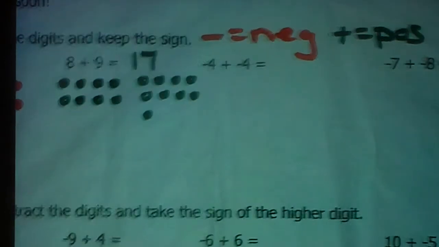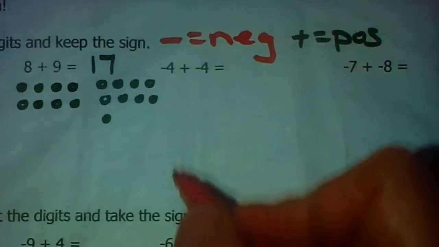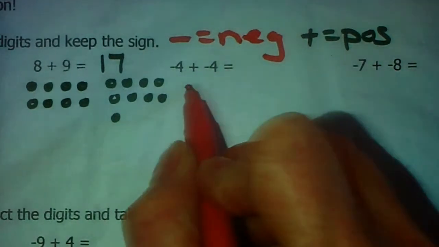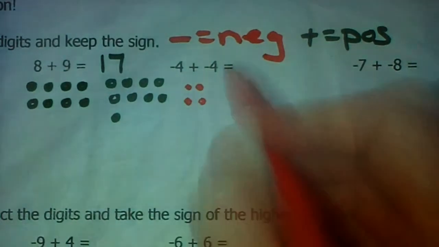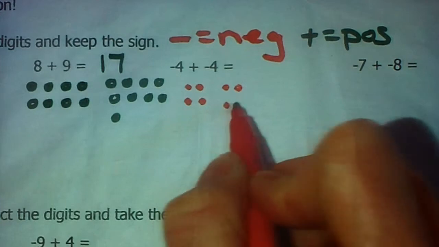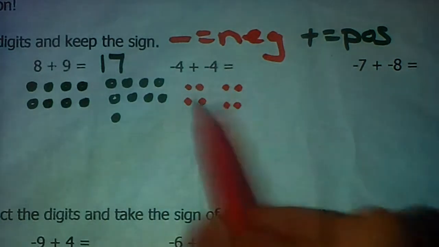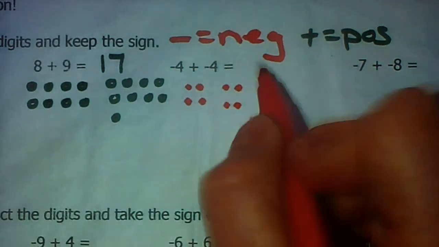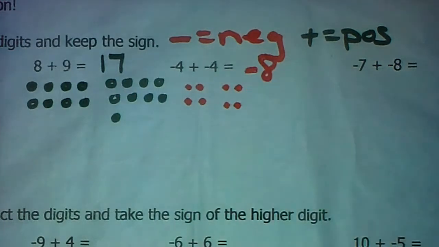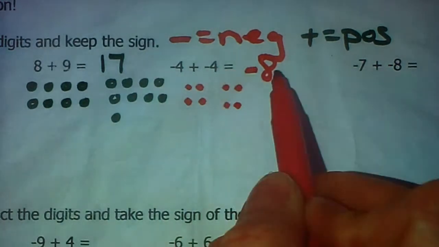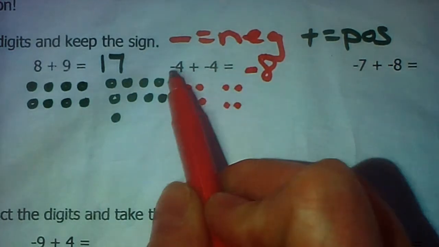All right, our next example, we have -4 plus another -4. I'm going to get my red marker for negative. So I would represent -4 with 4 red dots, another -4 with 4 red dots. All together, we have 8 red dots. That means we have -8. And again, 4 plus 4 is 8. The answer is negative because the signs are both negative.